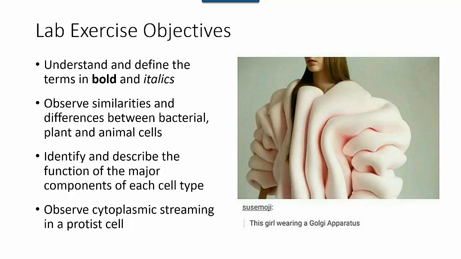The learning objectives you're responsible for are listed in your lab manual at the beginning of Laboratory 5. The ones specific to this video are listed here. Make sure you understand all terms listed in bold and italics, and be able to describe similarities and differences between the different cell types. You should also be able to identify and describe the function of the major cell components. Finally, you'll observe cytoplasmic streaming in a representative protist cell. These objectives will be tested in your upcoming quiz and lab exam.